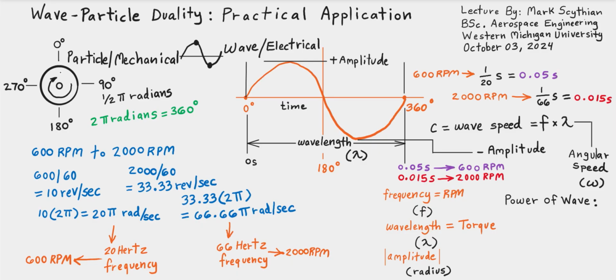So assume that we have an alternator connected to a drive shaft or a flywheel on an engine. And so we'll call that the particle, mechanical. And the goal is to convert the motion into an energetic signal or a wave. So we'll call that electrical. And so this is a practical application.